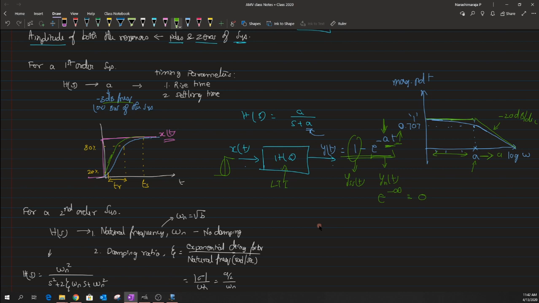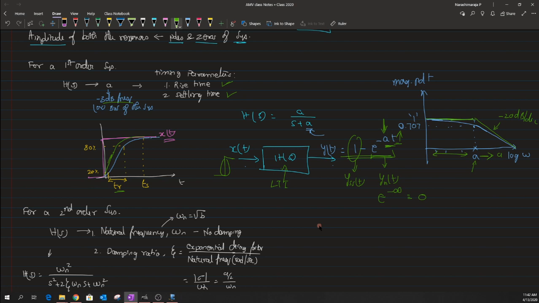Now, based on this factor a, which is also termed as 3 dB frequency or bandwidth of the system, one could define two important timing parameters. One is defined as the rise time, the other one is the settling time. The rise time in general is measured as the time it requires for an output to change from 20% of the final value to 80% of the final value.